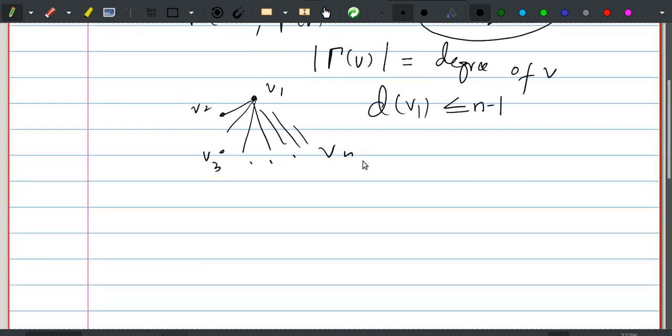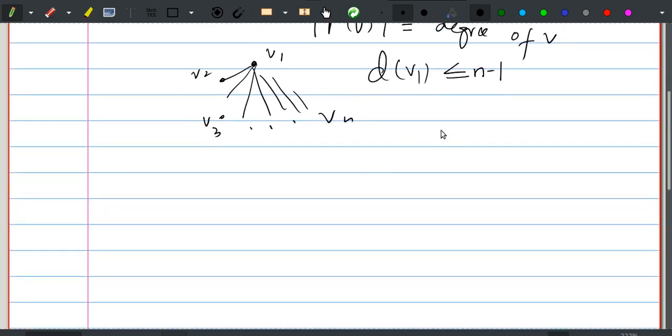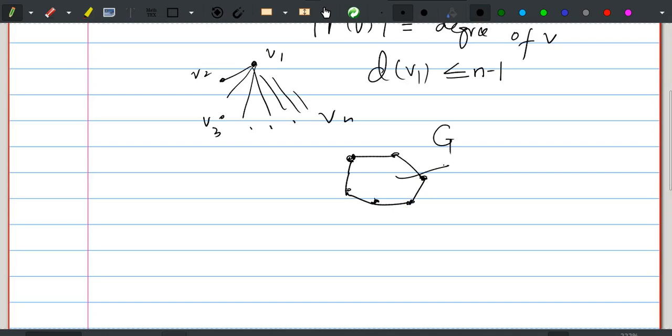Next, a graph G is said to contain a Hamiltonian cycle if that cycle contains all the vertices of the graph G. Suppose G is a graph on n vertices. If we have a cycle like this, such that this cycle contains all the vertices of G, then this cycle is said to be a Hamiltonian cycle in G, and G is said to be a Hamiltonian graph.